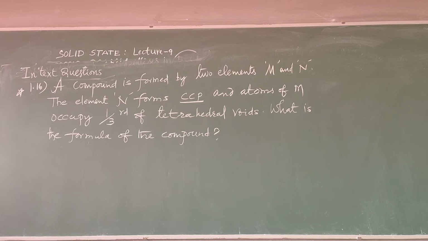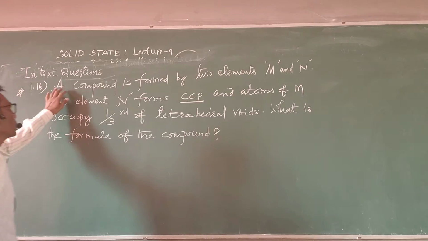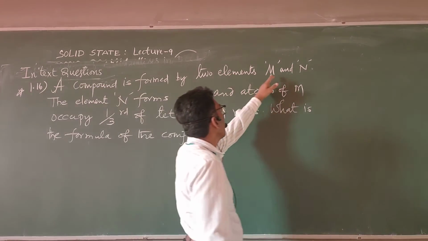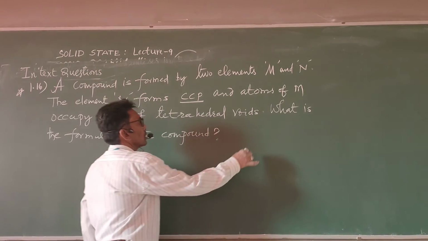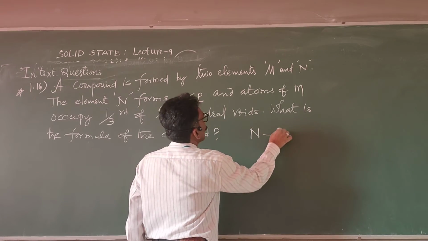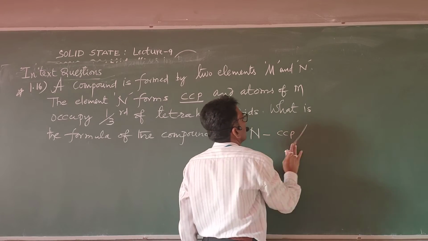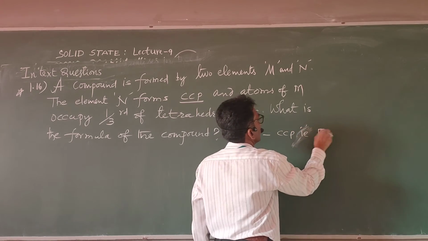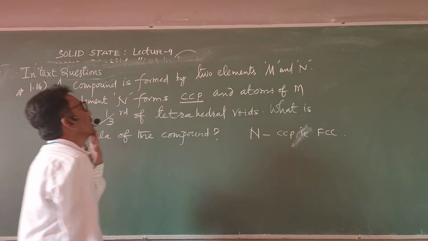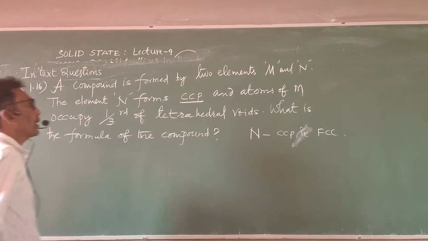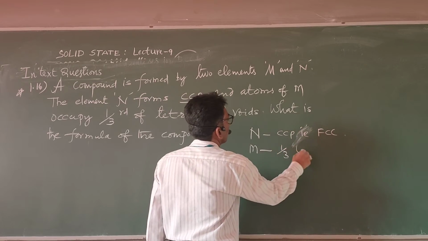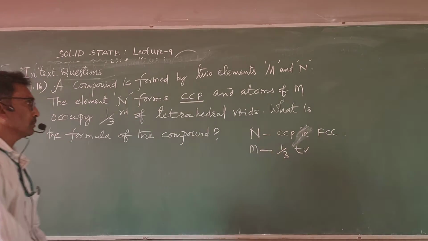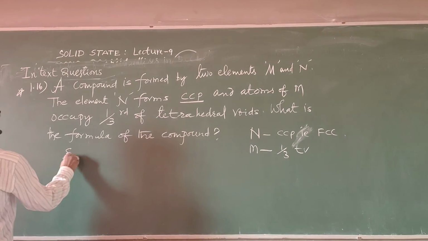Look into this question, dear students. A compound is formed by two elements M and capital N. Capital N forms CCP, nothing but FCC. Next, atoms of M occupy 1/3 of tetrahedral voids. Now, how do we solve this one?